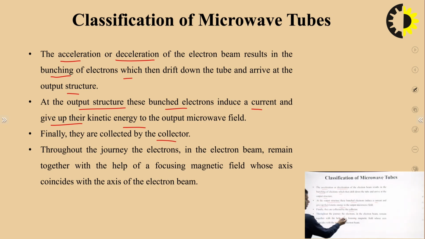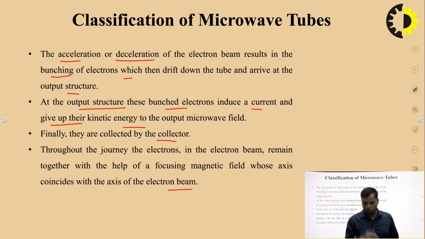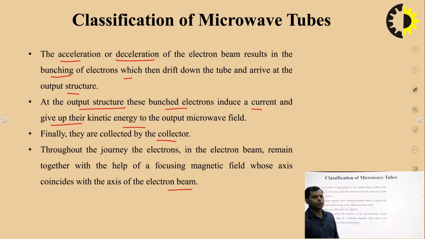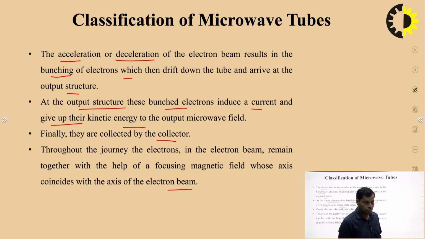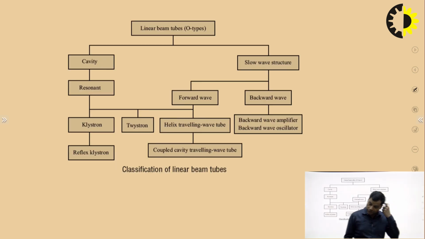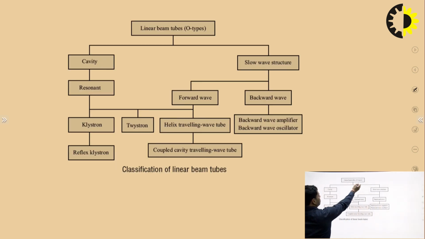Throughout the journey, the electrons in the electron beam are kept together with the help of a focusing magnetic field, whose axis coincides with the axis of the electron beam. This is the working procedure for microwave linear beam tubes. This is the classification for the linear beam tubes, that is, the O type.